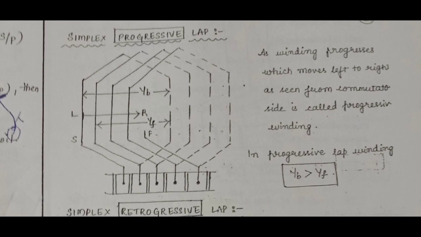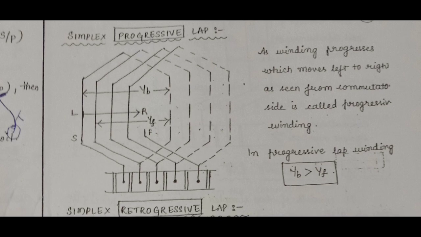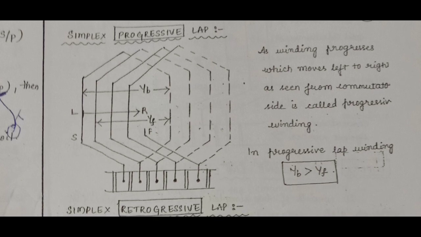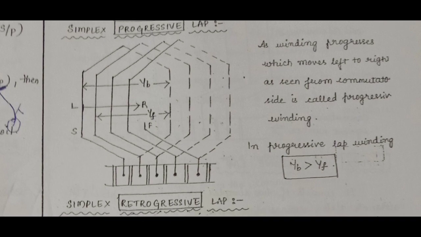Now, simplex progressive lap winding. In a progressive lap winding, the back pitch is greater than the front pitch. So you should remember that in a progressive lap winding, the back pitch is greater than the front pitch.